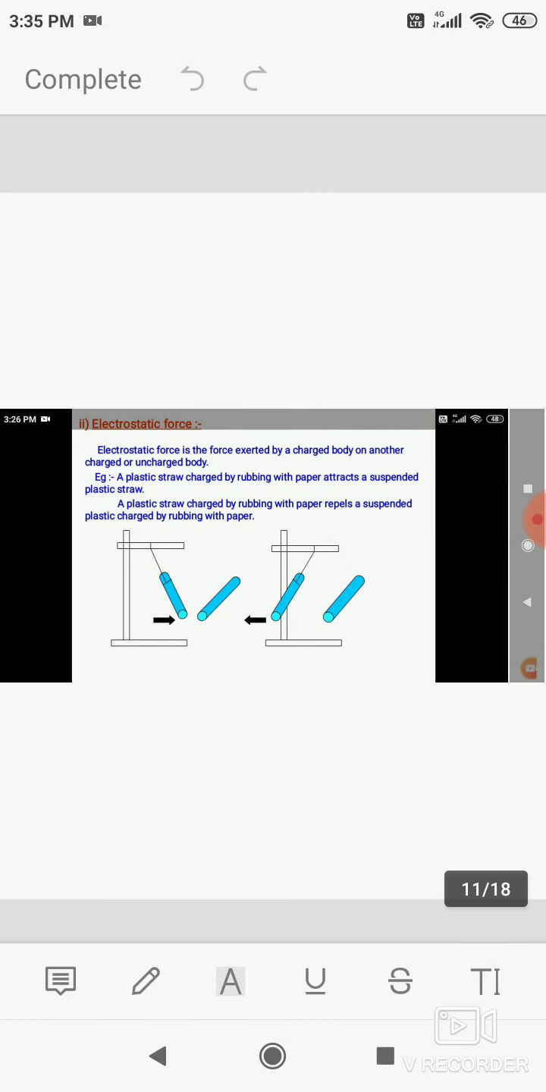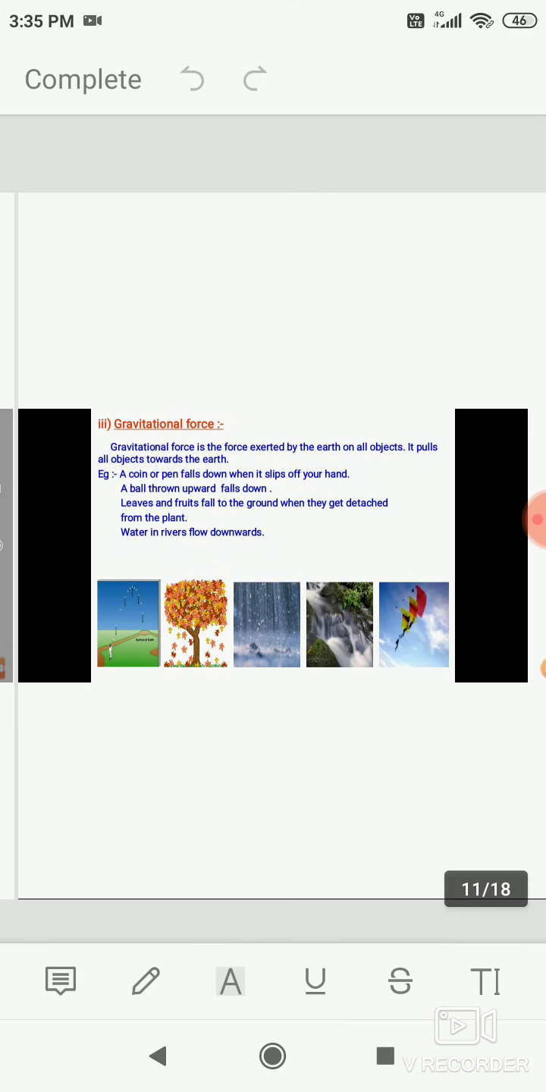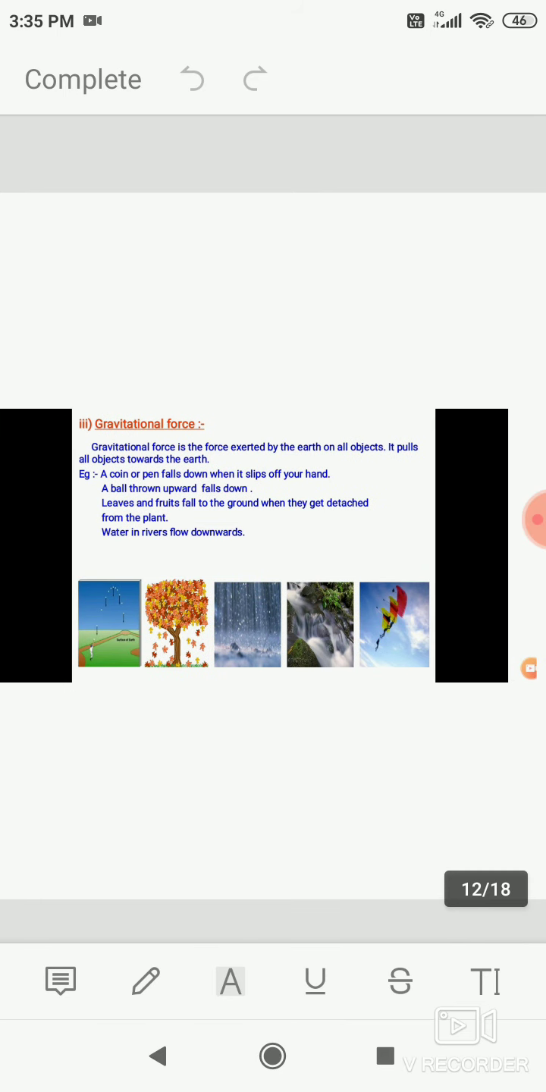Second is electrostatic force. This force is exerted by a charged body on another charged or uncharged body. For example, a plastic straw charged by rubbing with paper attracts a suspended uncharged plastic straw, or a plastic straw charged by rubbing with paper repels a suspended plastic straw charged by rubbing with paper, due to like charges or unlike charges. Third is gravitational force.